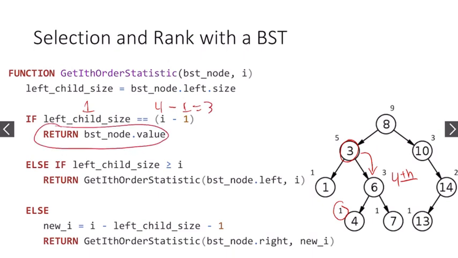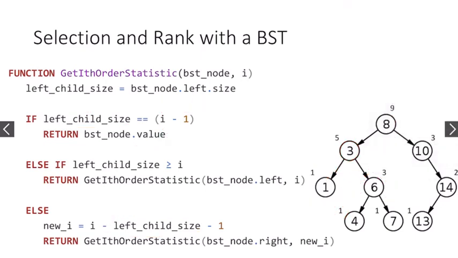Well, why do we have to subtract the size of the left subchild? Because all of the nodes that are in the left subchild don't show up when we're looking at our current node 6 over here. So we have to have some way to ignore all the nodes that show up in that left subchild.